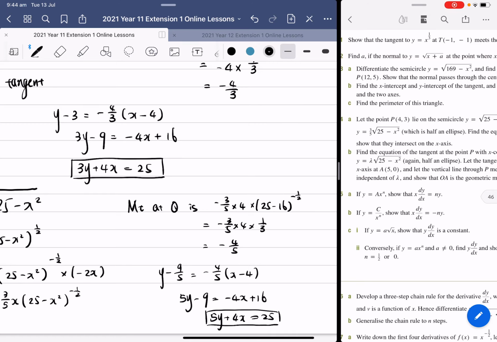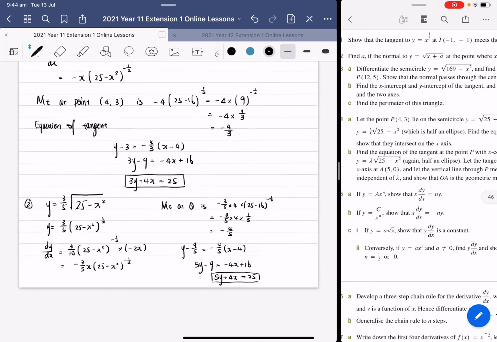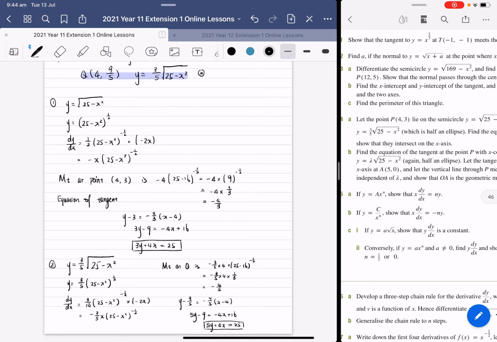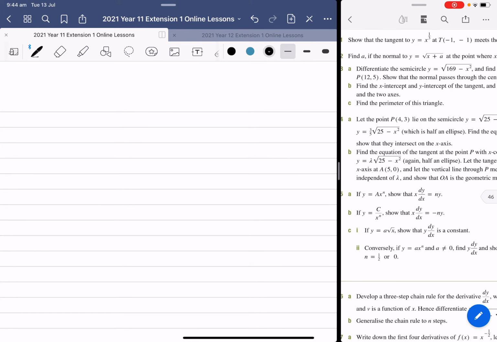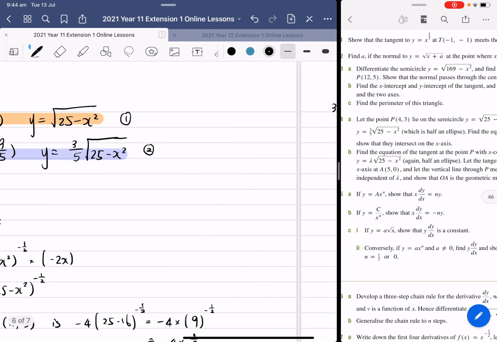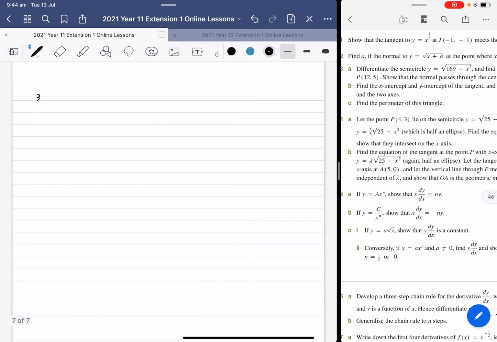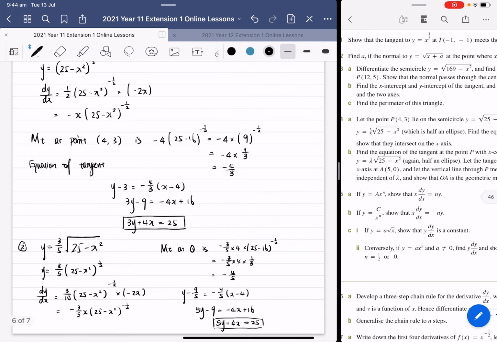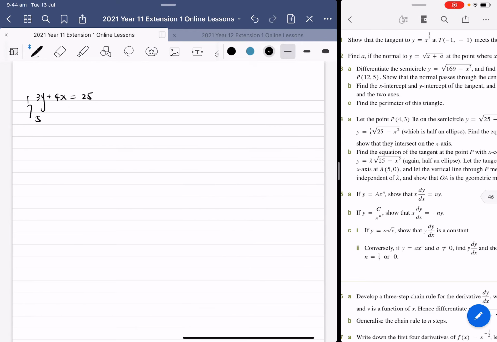So we've got two equations. These are the two equations of tangent. Looks pretty good so far. Let me just rewrite these equations here. The first equation of tangent is 3y plus 4x is equal to 25. The second equation is 5y plus 4x is equal to 25.